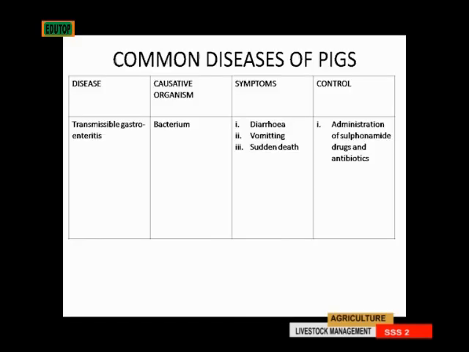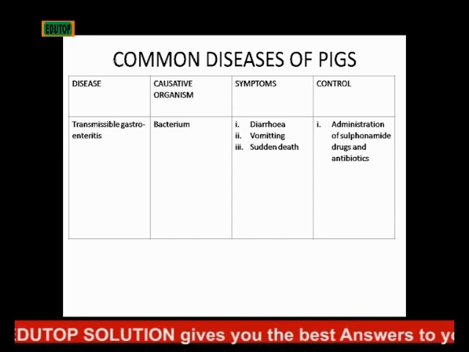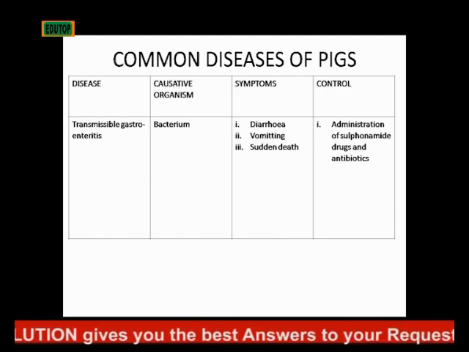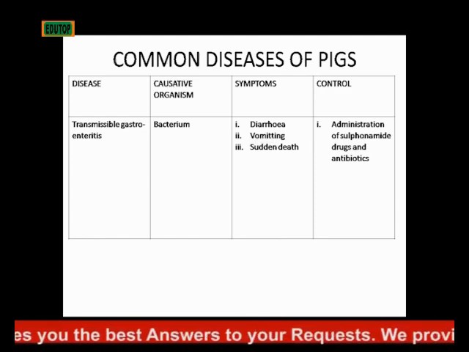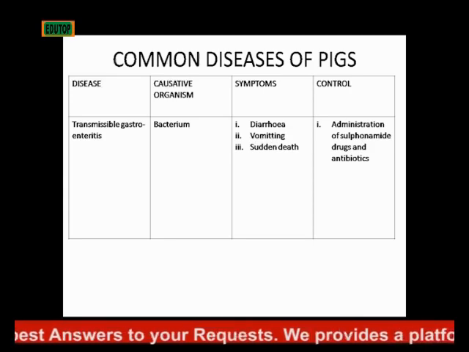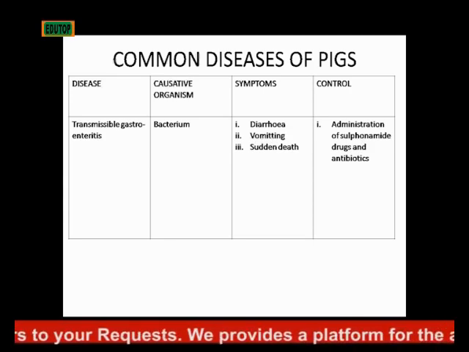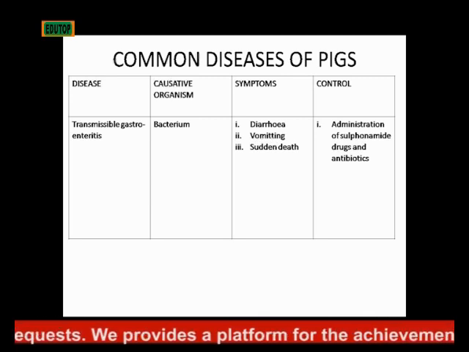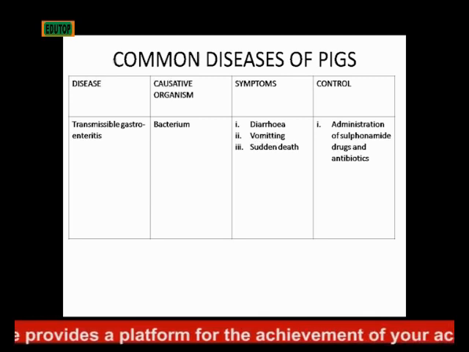Then the last disease of pig that I'll be talking about is called the transmissible gastroenteritis. I've talked about enteritis, but now this one is transmissible gastroenteritis, and it is caused by a bacterium. The symptoms that you observe in pig that has transmissible gastroenteritis is diarrhea, then there is vomiting, then sudden death.